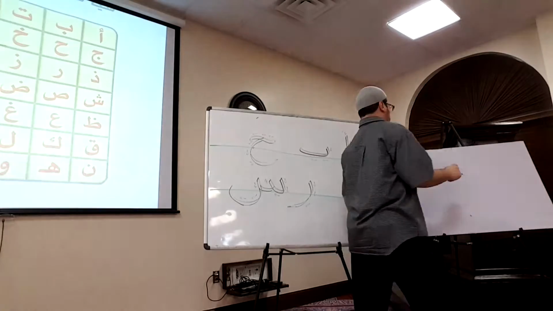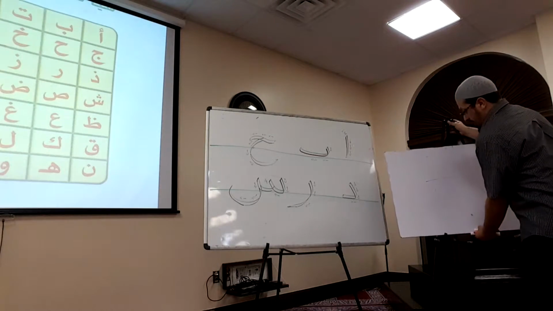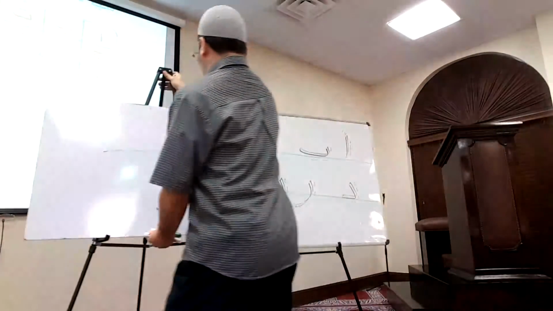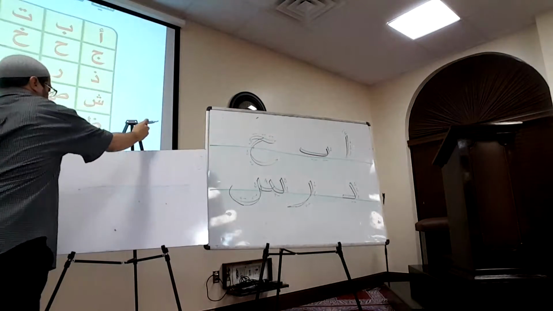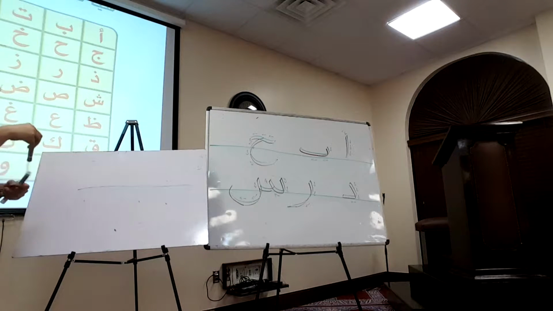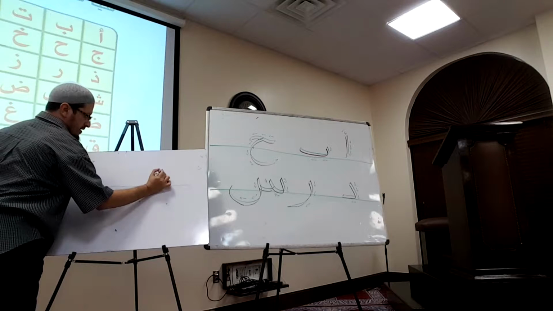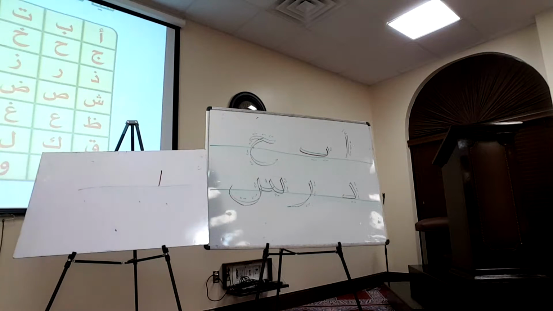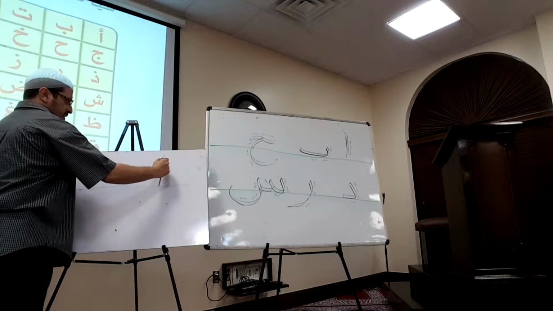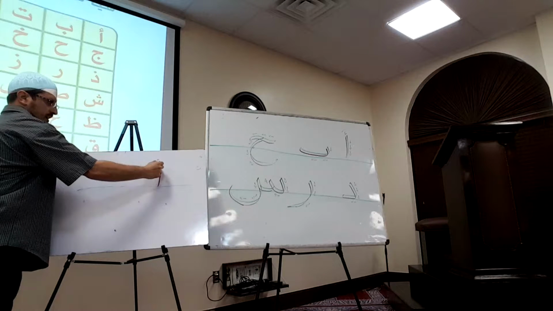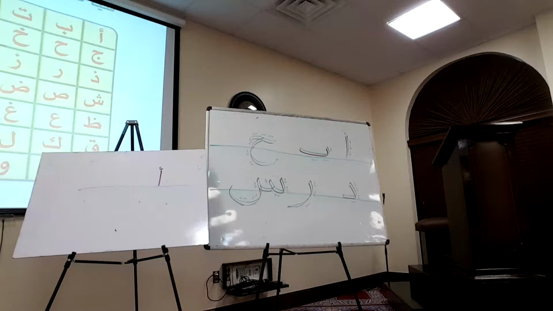You have to know where the line of the notebook is, right? So in the line of the notebook, the alif, let me use the darker marker. The alif starts from here, top, onto the line. Okay? And then the alif, you draw it first, and then you put the hamza. That's called the hamza.